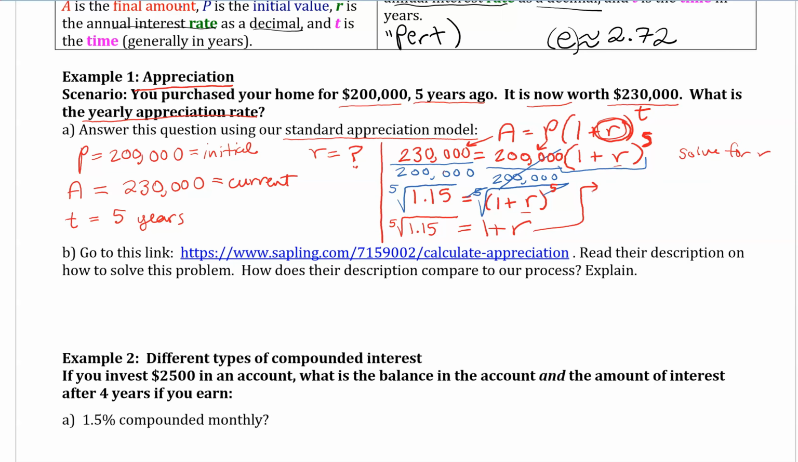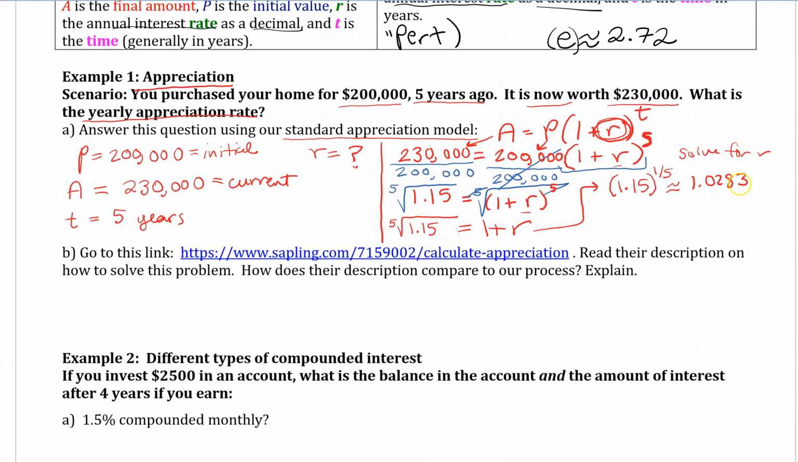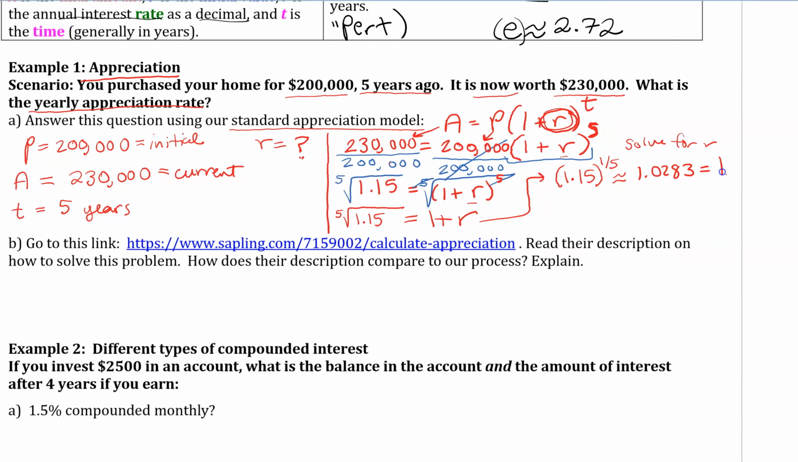Now, you might be wondering how we can do that on a calculator. Well, it might be easier actually to think of it this way. 1.15 to the power of 1/5. That's using a skill from Unit 4 that says that a root can be written as a rational exponent where the denominator is the root. So a 5th root is really a power of 1/5. And then we can find that on our calculator. Here's a quick peek on Desmos. You can see it's about 1.0283. And that is currently equal to 1 plus R.